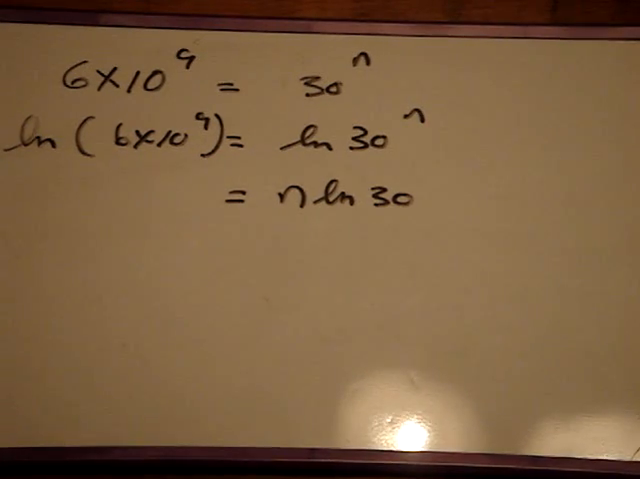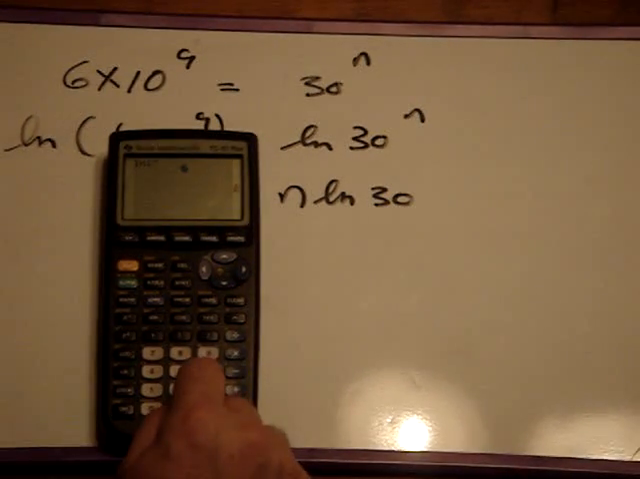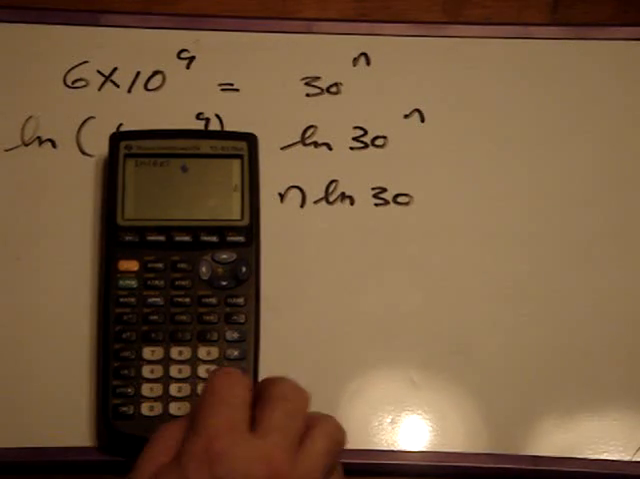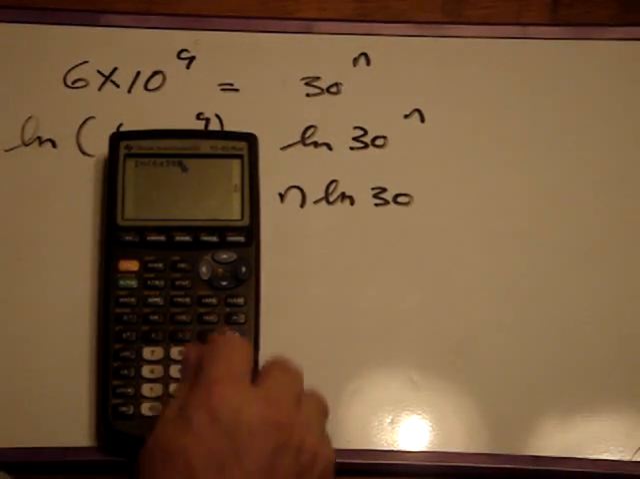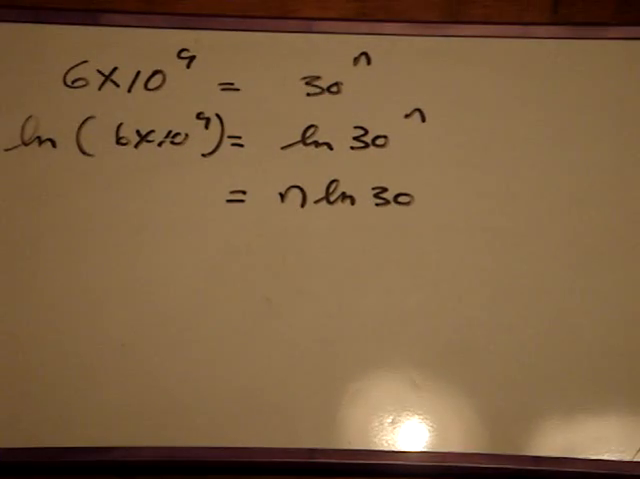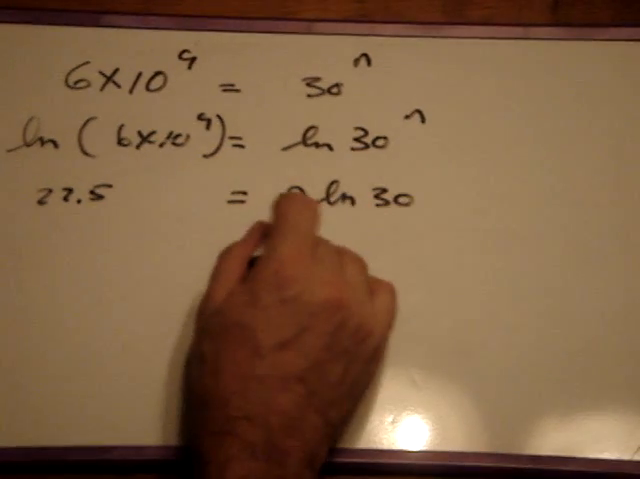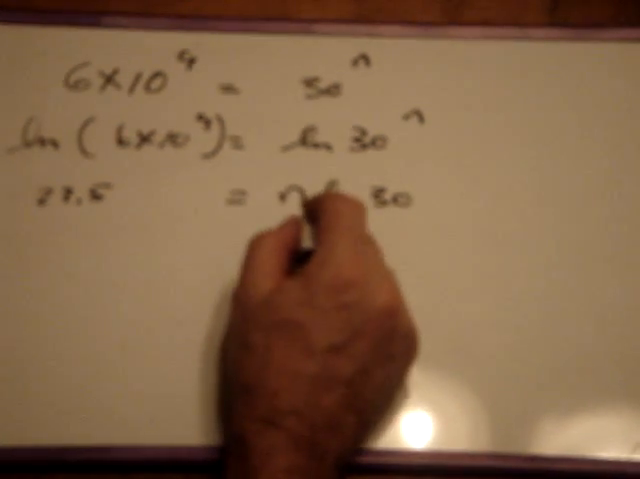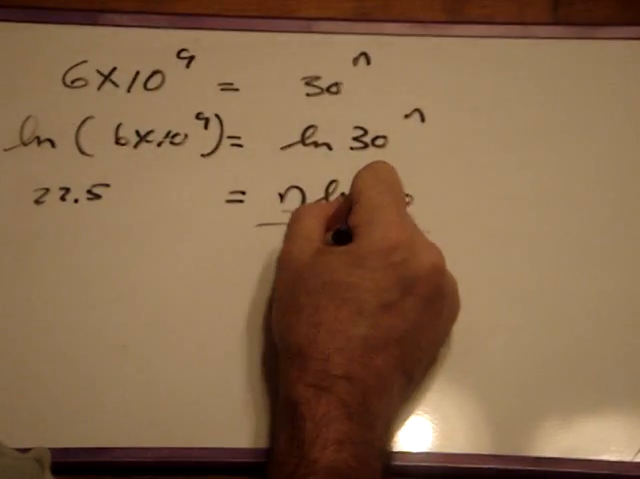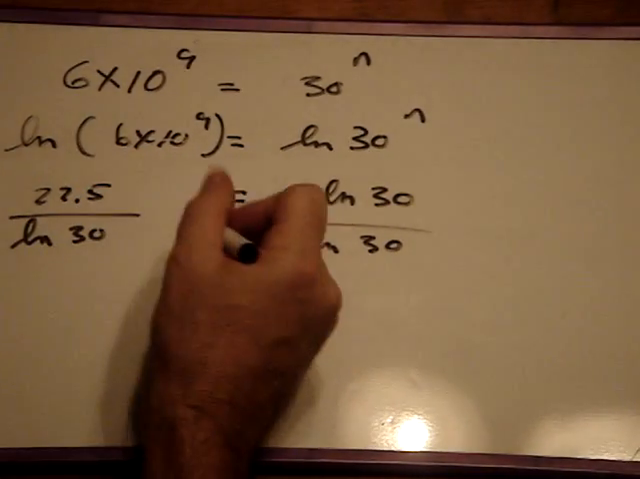The left side is just a number, so let me go ahead and take the natural log of 6 times 10 to the 9th. I'm going to take the natural log of 6 times 10 to the 9th, close that, and that's 22.5. That's a number. And then proceeding to solve this equation on the right side for n, let me go ahead and divide by the natural log of 30. I'll divide this side by the natural log of 30.